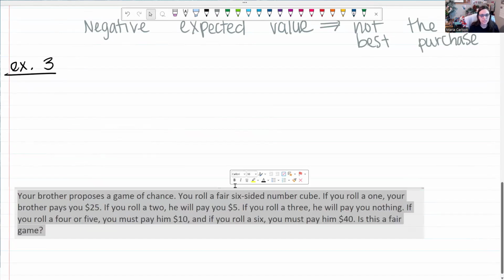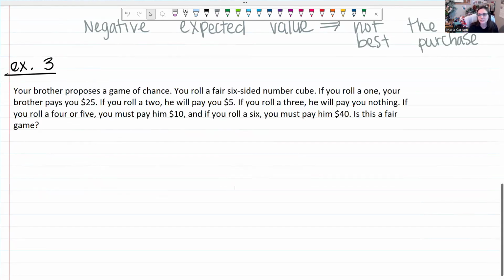Your brother proposes a game of chance. You roll a fair 6-sided number cube, a die. If you roll a 1, your brother pays you $25. If you roll a 2, he will pay you $5. If you roll a 3, he will pay you nothing. If you roll a 4 or 5, you must pay him $10, and if you roll a 6, you must pay him $40. Is this a fair game? Are you going to play this?